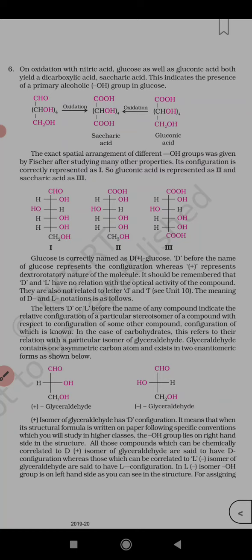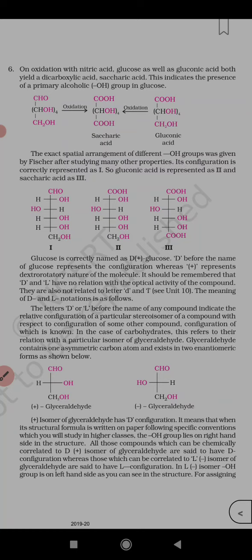All those compounds which can be chemically converted to the capital D, that is plus isomer of glyceraldehyde, are said to have capital D configuration, whereas those which can be correlated to the L, minus isomer of glyceraldehyde, are said to have L configuration.